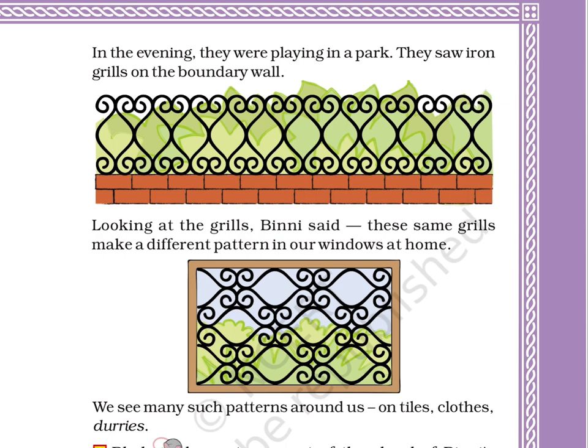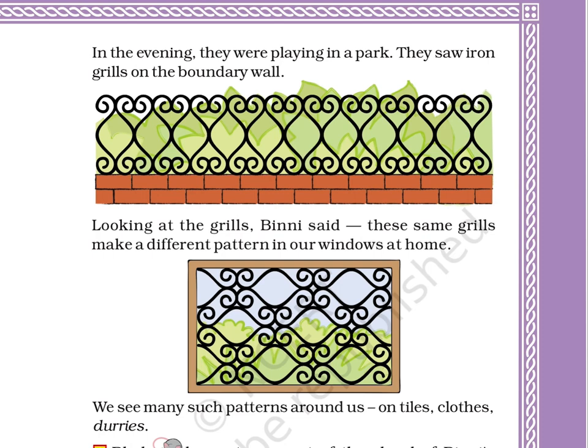Page number 31. The story of Binny and Ginny continues on this page. Let's begin reading this page. In the evening, they were playing in a park. They saw iron grills on the boundary wall. Picture 1 shows a boundary wall with pattern of iron grill made of curved iron rods with small spiral at both ends. Two iron rods are joined in standing line in a manner that a big fish-shaped hole is created at the center, and the ends of the rods curling to make spiral are joined from top and bottom. At the bottom of this grill, a wall with two rows of bricks is visible.